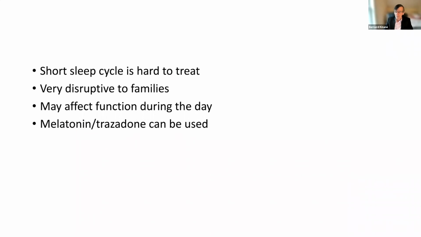Now, the first thing to think about is that this is very hard to treat. It's very disruptive to families. What happens in most families is you put the kids to bed at 8 o'clock, and then you stay up and get the house ready and then get to bed. By the time you get to bed, it's 10 o'clock. And if the child is waking at 1 a.m. or 2 or 3 a.m., then that's a real problem.